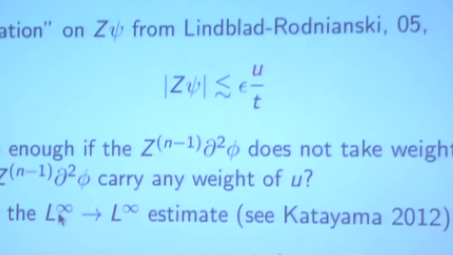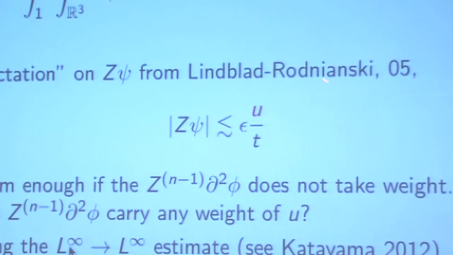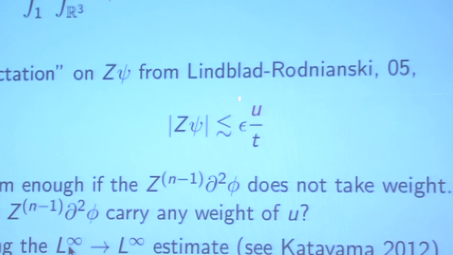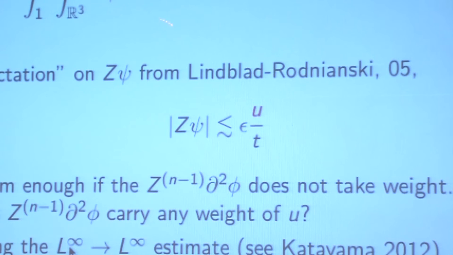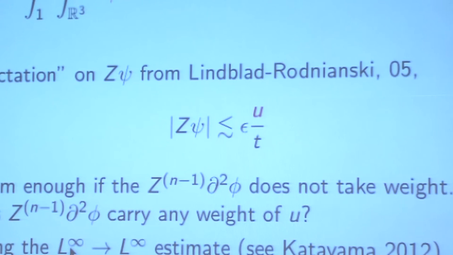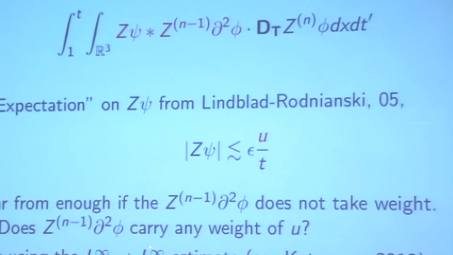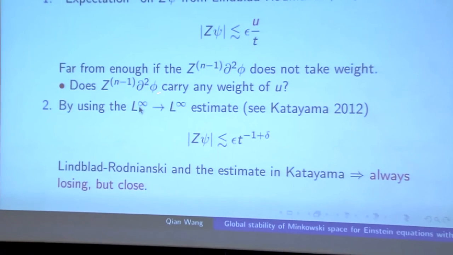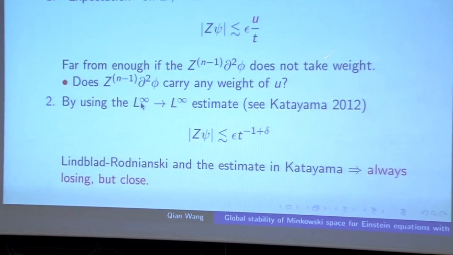Okay, and the strategy in Lindblad-Rodnianski is to get this term and absorb this u. You pair this u to that term and take L2, and it's done. Then you get 1 over t to the epsilon, which is good enough to use Gronwall's law with epsilon loss. But does the Klein-Gordon term take this weight of u? The answer is no. I will tell you in the next slides.